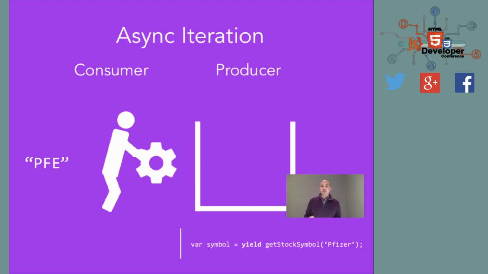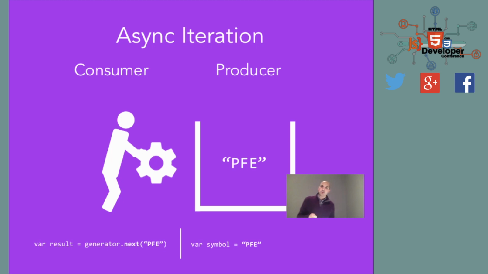Now the next time around when the consumer calls next, I want you to look very carefully at the bottom right of that screen. We're actually taking the value that we realized from the promise, and we are sending it in. We are pushing it back into the producer at the same time as we're requesting another value. And so we're actually kind of sending PFE back into the producer. Now look at the bottom right-hand side of the screen. We'll see that the yield, which looks sort of like a return, is actually replaced with the value that was pushed in. So var symbol becomes PFE, and that's how we can sort of realize a promise and write code that looks synchronous.